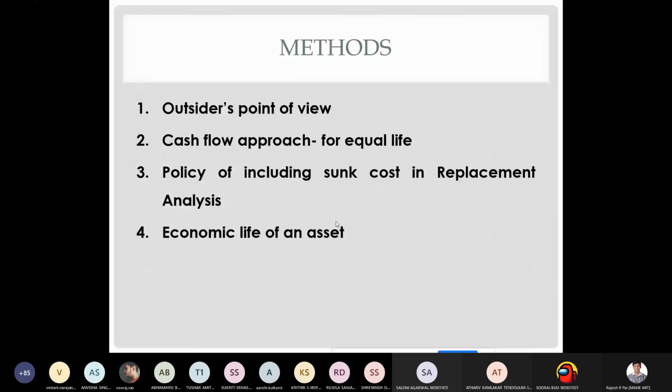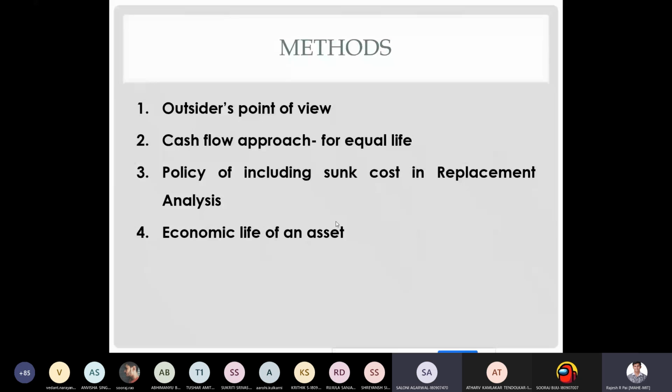Okay, so we'll study each and every component excluding the third one. I will give you a brief introduction about the outsider's point of view, cash flow approach and economic life. Outsider's point of view, in the sense you are going to consider an outsider and analyze the cash flow according to that outsider or a third party or a consultant. So that is nothing but outsider's point of view.